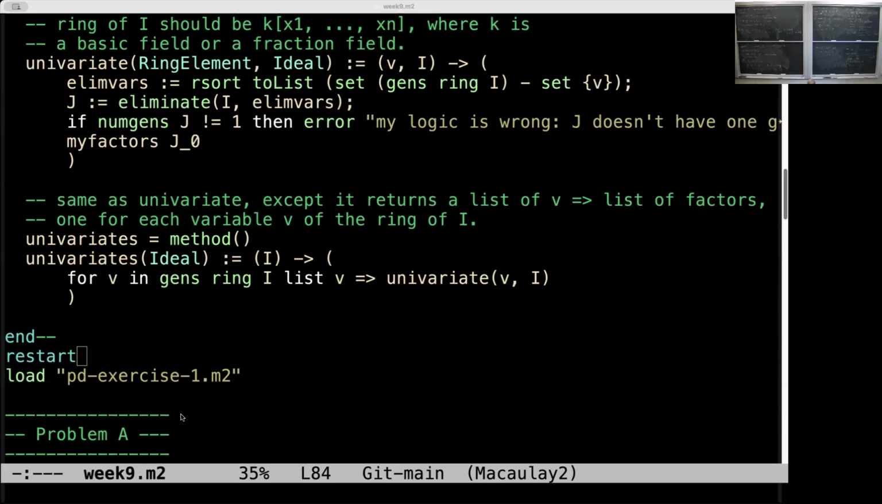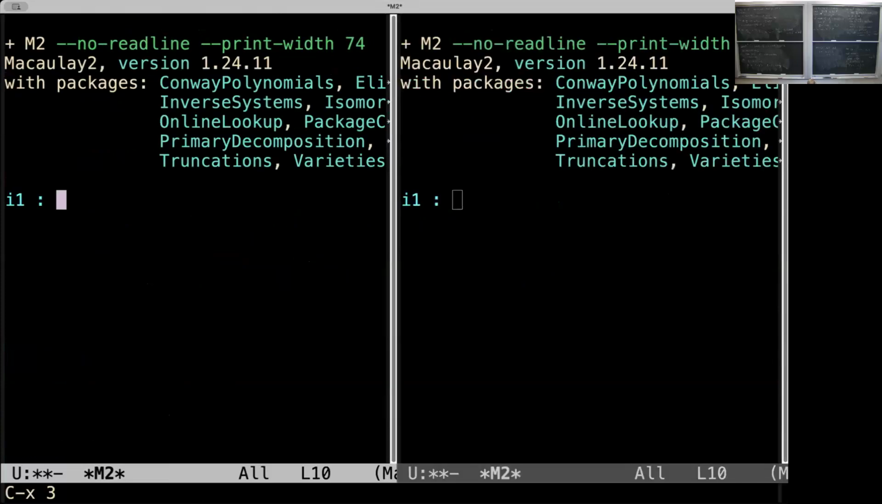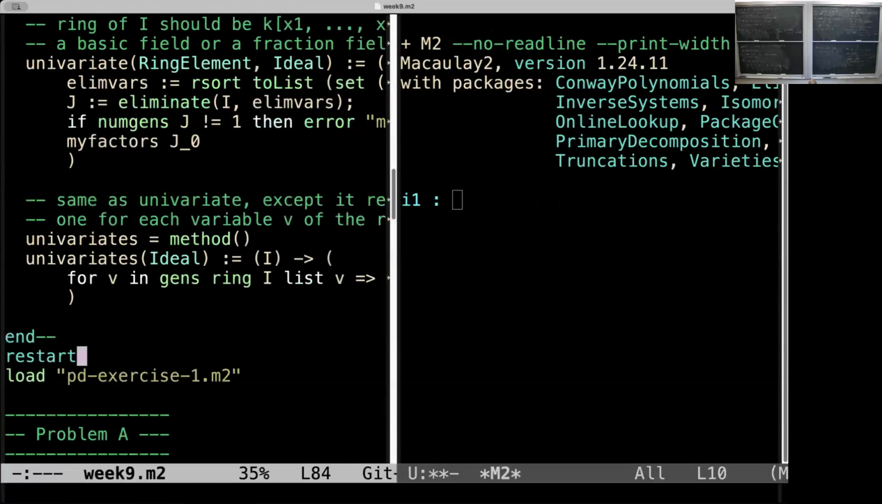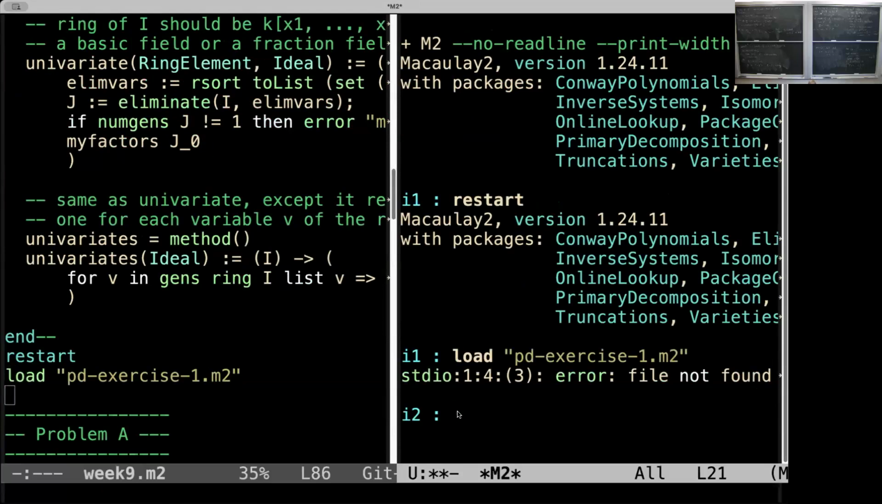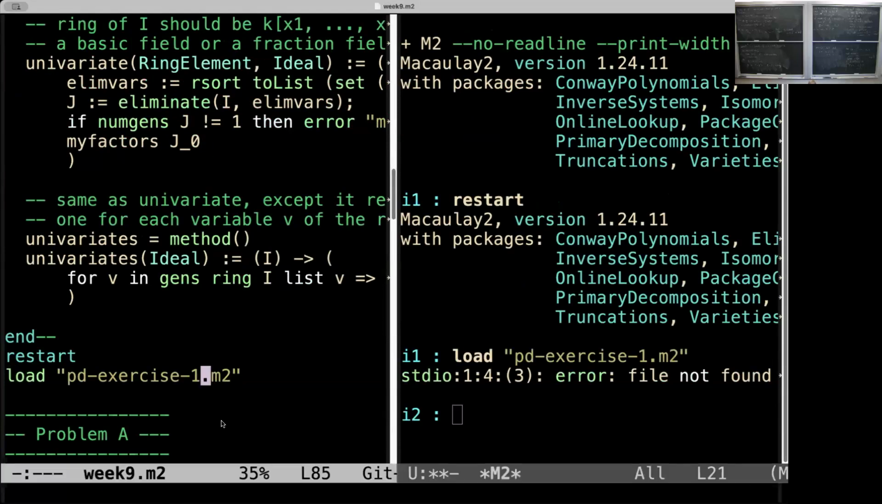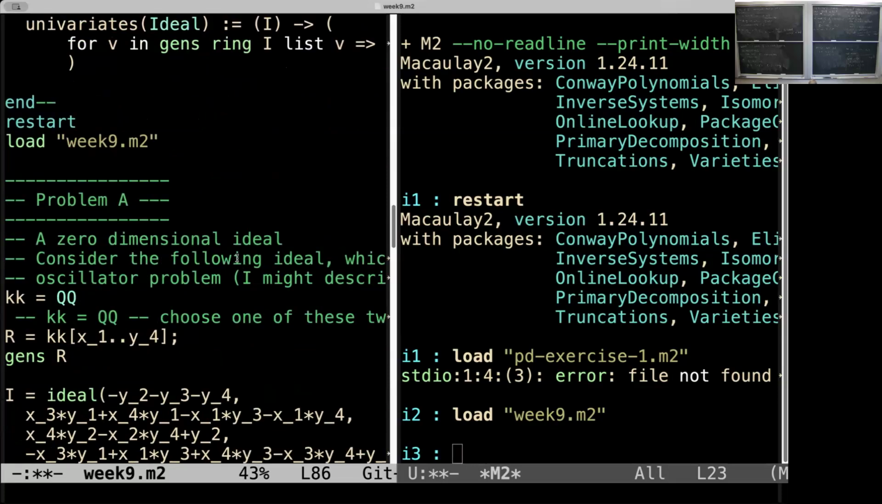Okay, anyway, so I'm loading this, I'm restarting. I'm going to start Macaulay 2, and I'm loading this file, but it's not finding it. That's because I called it something different, Week 9. Okay, so I do that. Problem A is a homework assignment, but we're going to do part of it at first just to get going.